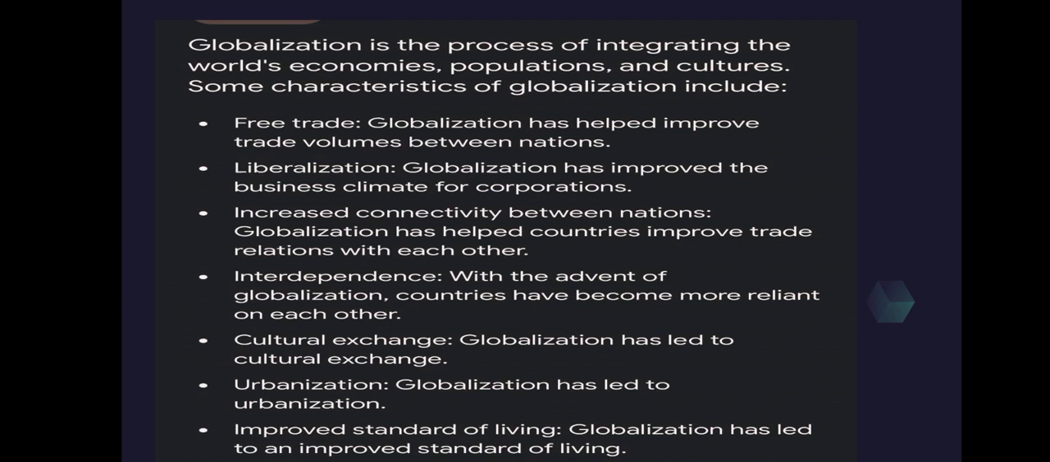Next, interdependence. The most contrasting point is interdependence. With the advent of globalization, countries have become more reliant on each other. Interdependence means we are depending on each other. Suppose India needs a huge amount of rice to feed its population. We are prone to floods, and we do not have sufficient warehouses to store the stuff. As a result, the prices of rice, onions and potatoes go up.